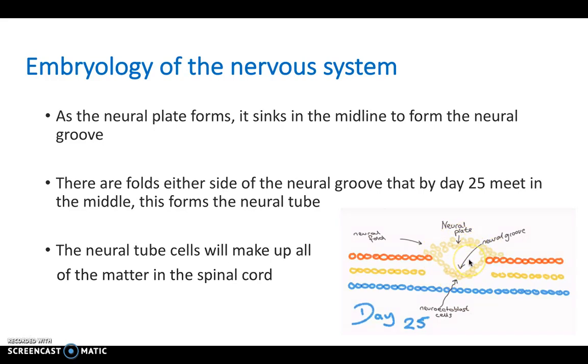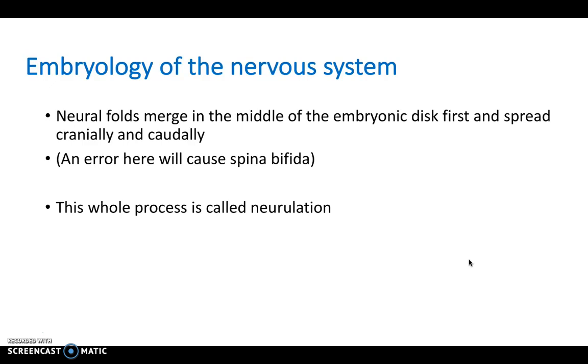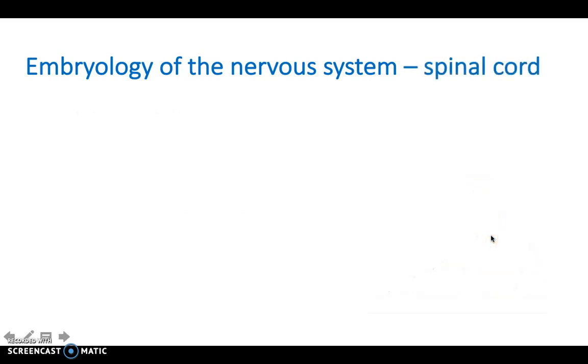Neural folds merge in the middle of the embryonic disc first and spread cranially and caudally, and an error here in terms of pathology will cause spina bifida. This whole process overall is known as neurulation, and like we say here, we've got that folding merging in the middle of the embryonic disc first and then spreading cranially and caudally.